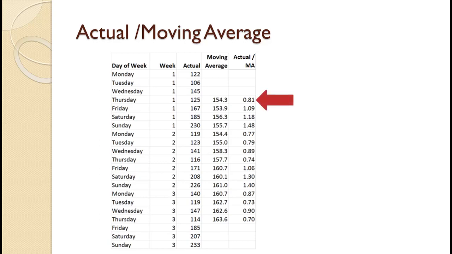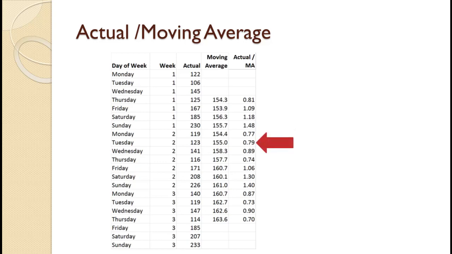125 divided by 154.3 equals 0.81. 167 divided by 153.9 equals 1.09. 185 divided by 156.3 equals 1.18. 230 divided by 155.7 equals 1.48. 119 divided by 154.4 equals 0.77.